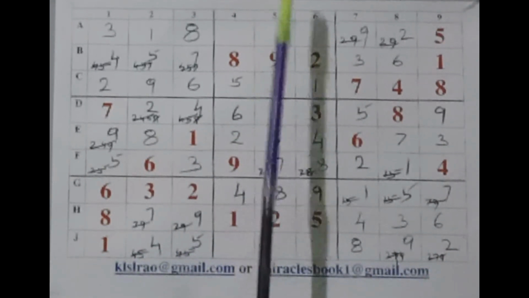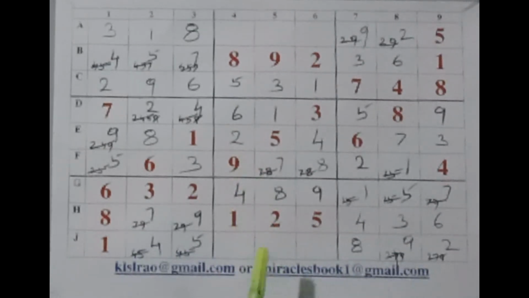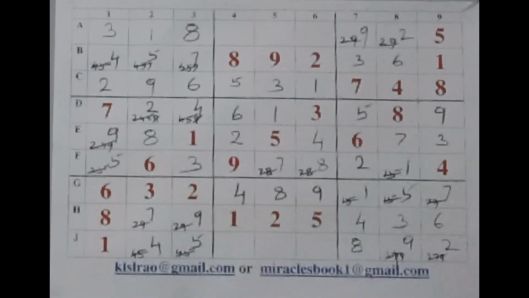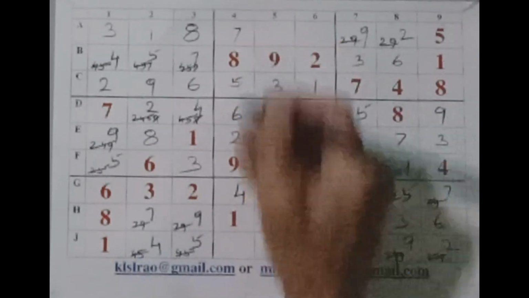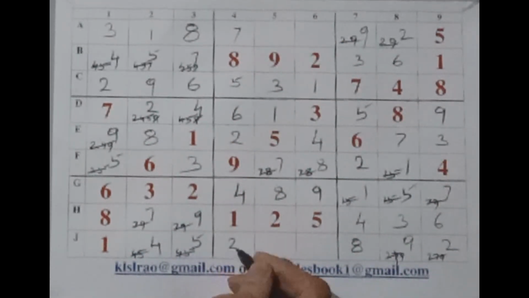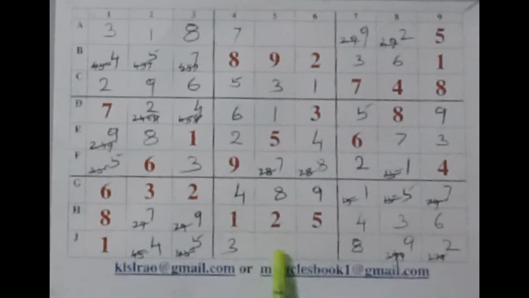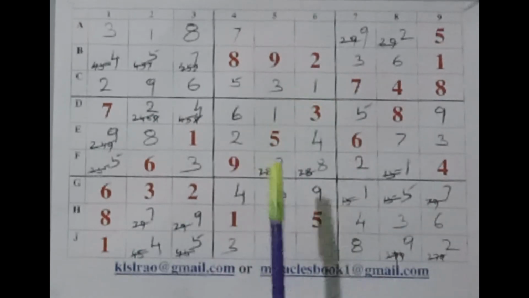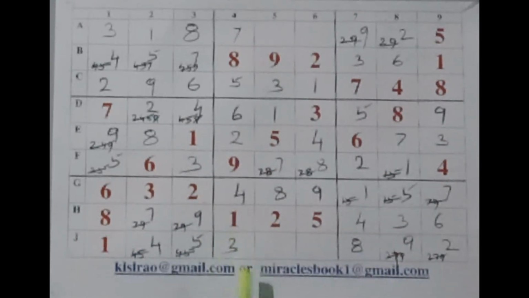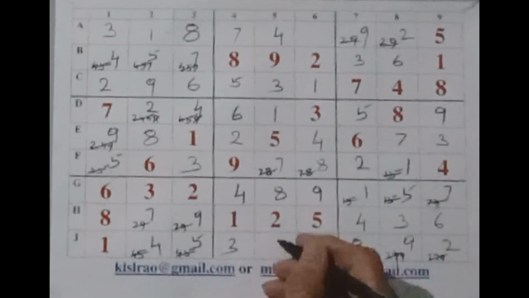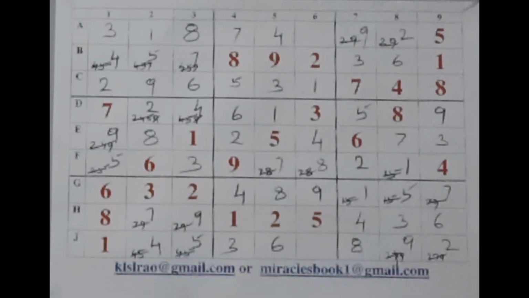Okay. What about column 4? We require 3 and 7. We have a 3 there. So let us write a 7 there and a 3 here. Okay. Now what about this column number 8? We require 4 and 6. So we have this 4. So let's write our 4 there. 4 and 6 here. It's very nice.